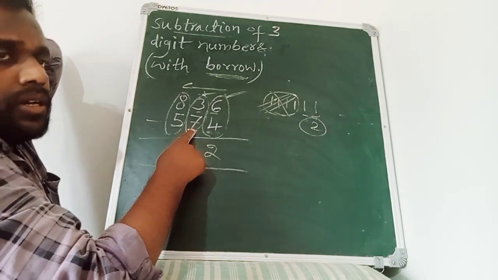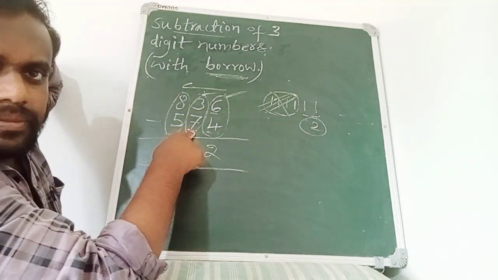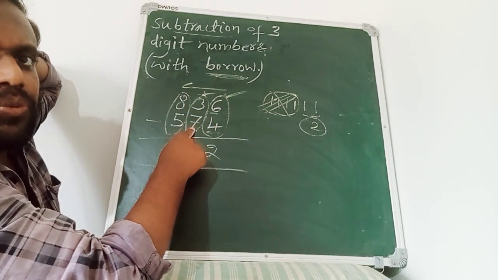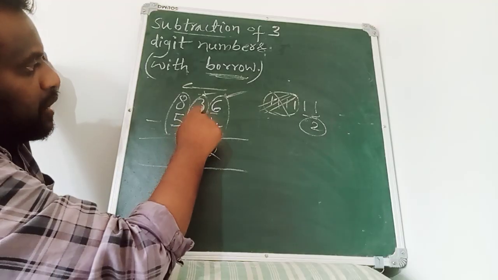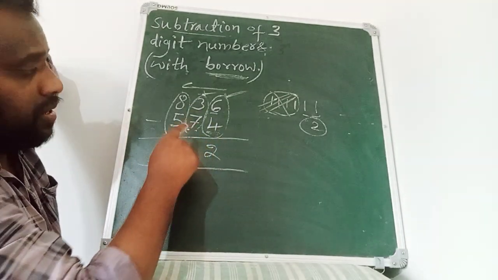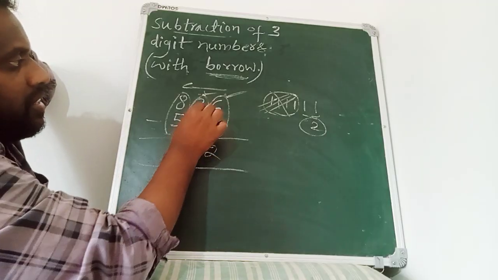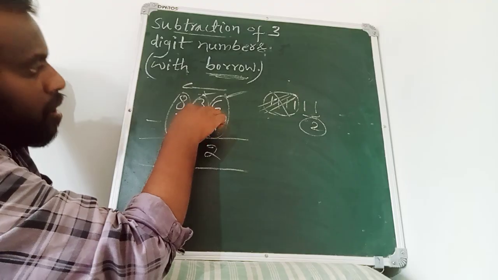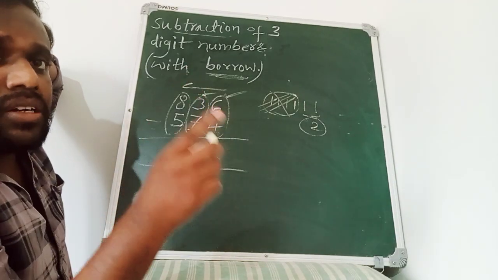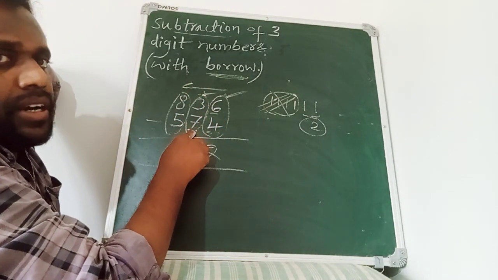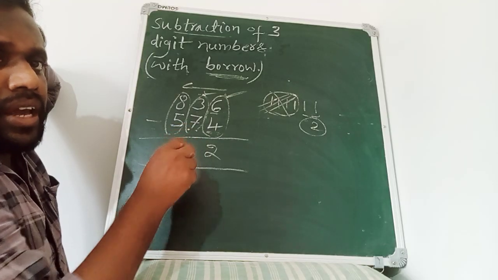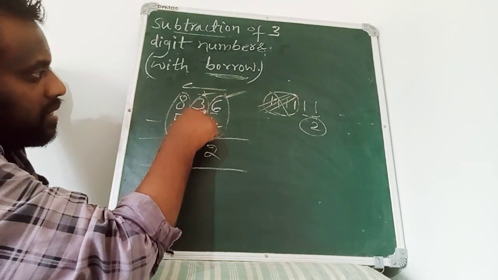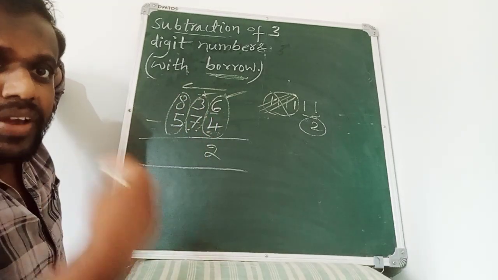But here you see the top number is 3, bottom number is 7. Correct? I said top number should be bigger than this, but here what is there? Top number is smaller, bottom number is bigger. Actually, this should be the bigger number. When this is a smaller number, we cannot directly subtract this 7, which is bigger. We cannot directly subtract this 7 from this 3 because 7 is bigger than 3. So now what do we have to do?